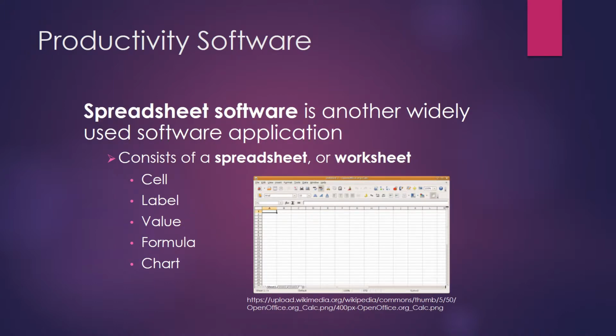Spreadsheet software is another widely used software application, which allows you to organize numeric data in rows and columns called a spreadsheet. A cell is the intersection of a column and row. The text, or label, entered in a cell is used to identify the data and help organize the spreadsheet. Frequently, spreadsheet cells contain a number or a value. A formula performs calculations on the numeric data in the spreadsheet, whereas charts graphically illustrate the relationship of the numeric data.